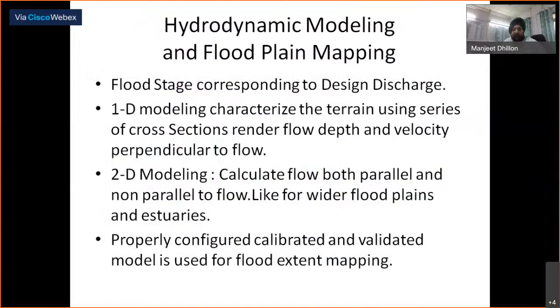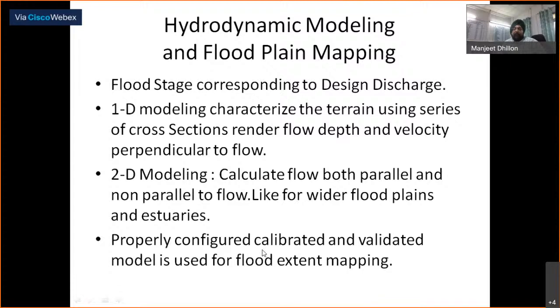And the second step we take up is hydrodynamic modeling and floodplain mapping. And flood stage corresponds to design discharge, which we already found; at design discharge, we get the flood stage. And 1D, 2D model, either 1D or 2D modeling. In 1D, we get flow depth and velocity along the flow. This is something wrongly written here. I'm sorry, it should be velocity along the flow only, for 1D modeling, and for 2D we have both parallel as well as non-parallel to flow. For example, as I said earlier, for wider floods, where water expands into the plains, and also for estuaries.